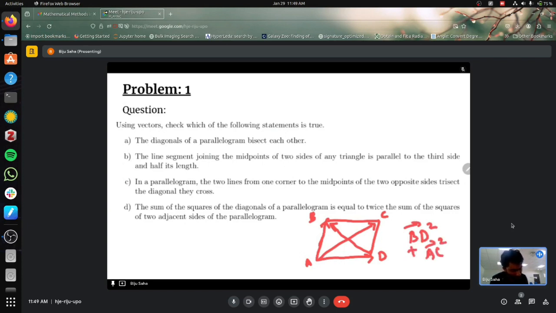is the sum of squares of the diagonals, and we have to prove this equal to twice the sum of squares of two adjacent sides, that is AD square plus AB square. So these two are the adjacent sides. So this is what we have to prove vectorially. So let us go about verifying at least a few of the statements of this particular question.